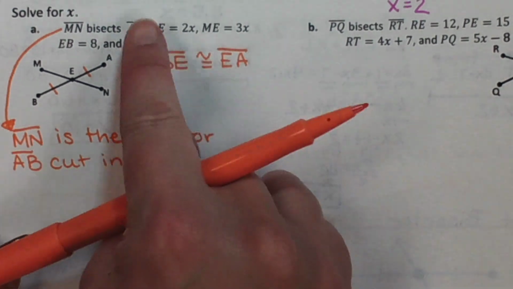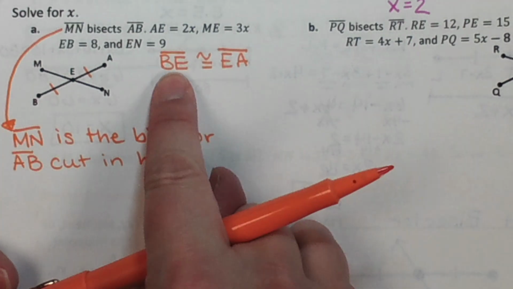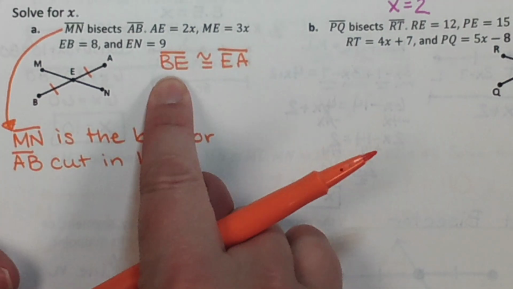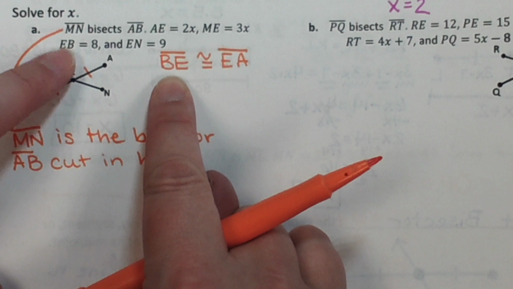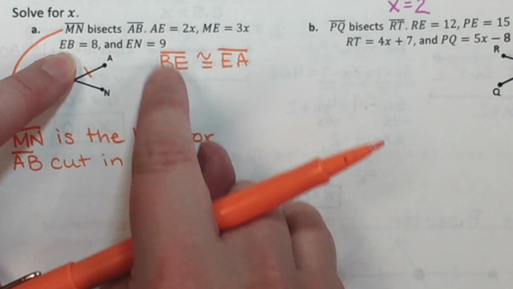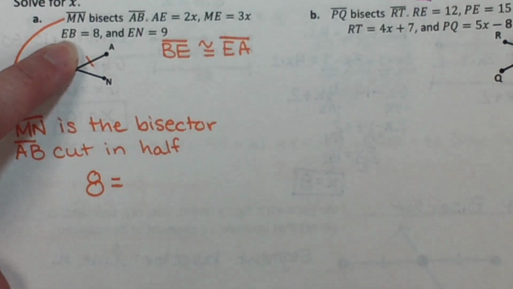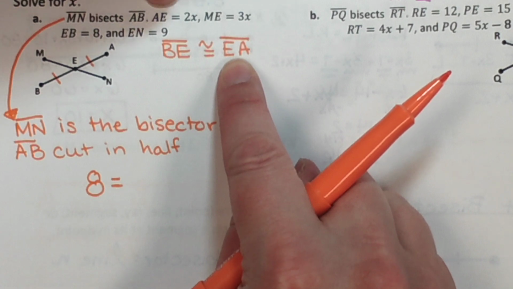These problems are going to give you a length for all 4 of those. 2 of them are there to throw you off. The 2 I want are BE and EA. Do we know the length of BE? Yes, we actually do, because BE is the same as EB. Not 2x, that's AE. BE is 8. And if it is congruent, that means it is equal to 2x, which is EA, because that's AE.